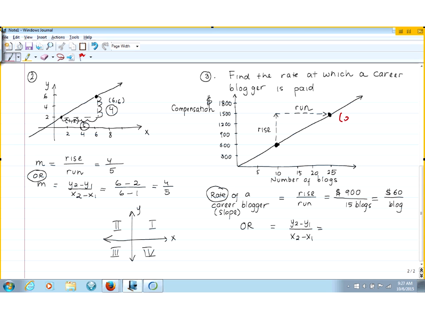So in that case, we have to write down a point here. So what is this? 25 blogs, comma, 1500, and then what about here? 10 blogs, comma, 600, right? Then y2 minus y1, this is in dollars. The unit is in dollars. So dollar what?